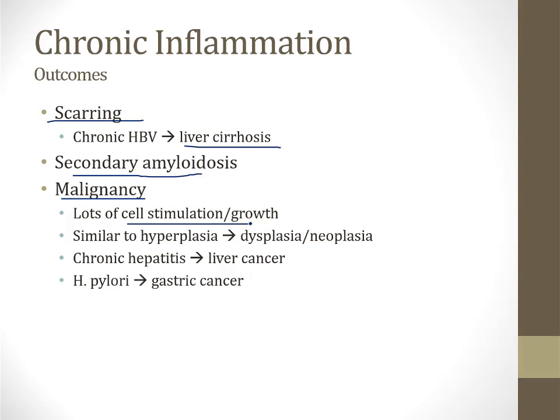that's malignancy. And in a way, this is similar to hyperplasia. Hyperplasia can lead to malignancy. The same is true of chronic inflammation. It can lead, like hyperplasia, to dysplasia and ultimately neoplasia. And there are many, many examples of chronic inflammation leading to cancer. Chronic hepatitis can lead to liver cancer. H. pylori infection of the stomach is a chronic inflammatory process that can lead to gastric cancer. There are many, many other examples.